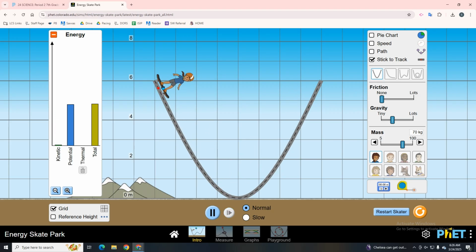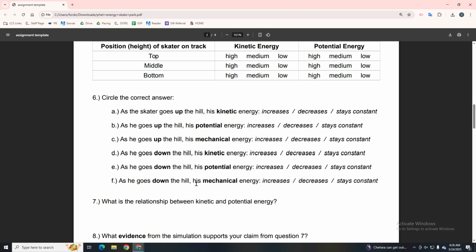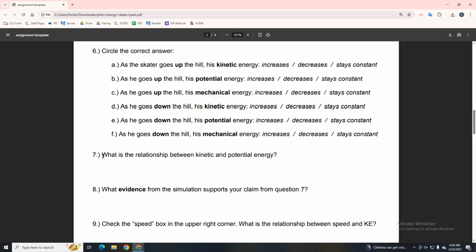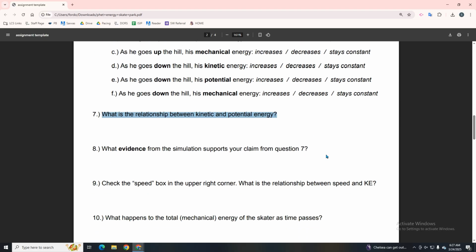So as the skater is going down the hill, what is the potential energy doing? And what is the kinetic energy doing when the skater goes down the hill? What is the relationship between potential and kinetic energy? So what do they do when one's going down the hill? What's happening to one of them? What is happening to the other?